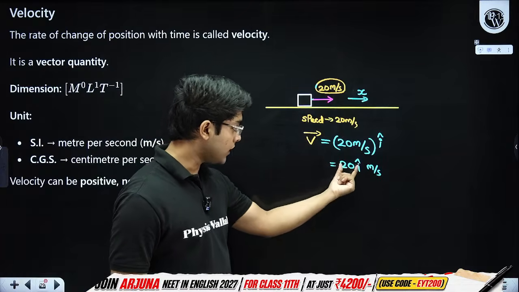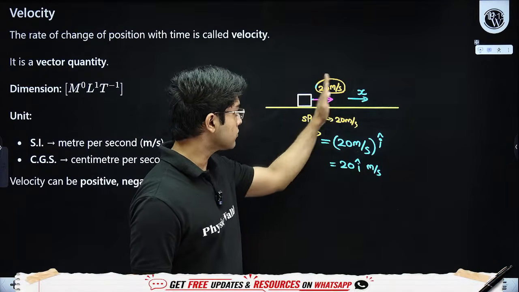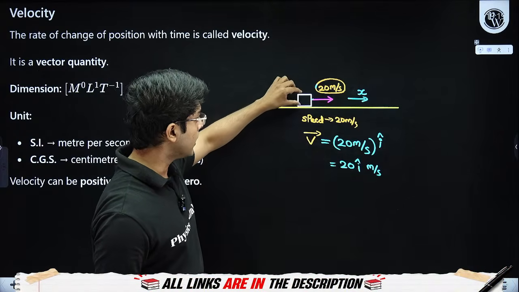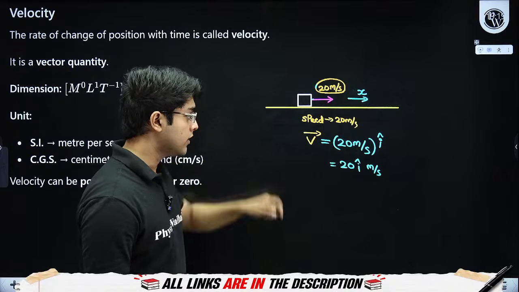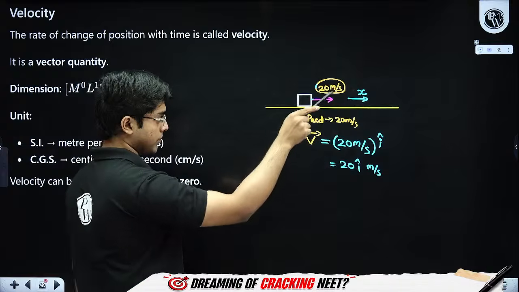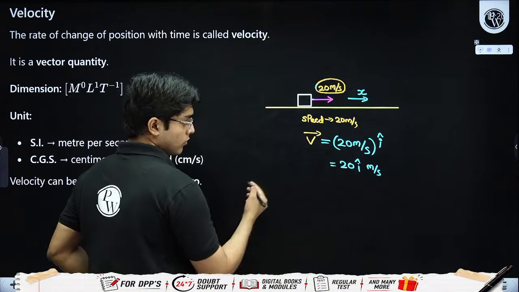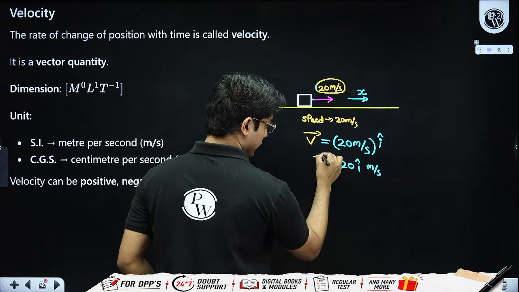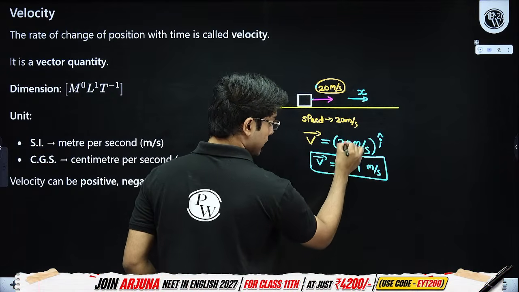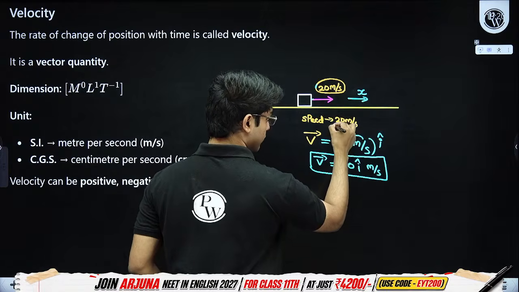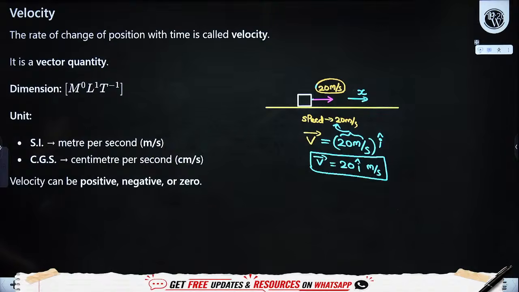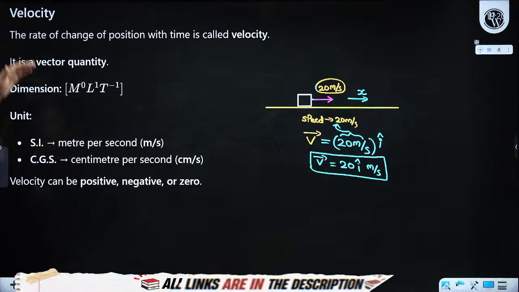So if you read v as 20 i cap, that means the block is moving along i cap. If it was 20 j cap, it means the block is moving along the y direction. And 20 k cap means it is coming towards the camera, out of the page. So that is the main difference. Velocity is a vector, so on top of the speed information, you have to include the direction information as well. Everything else is the same.